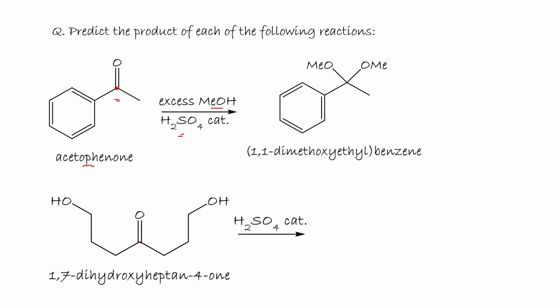Here we have this carbonyl. This compound contains two OHs. They will replace the C double bond O and give a spiro compound. Okay? This is a carbon.